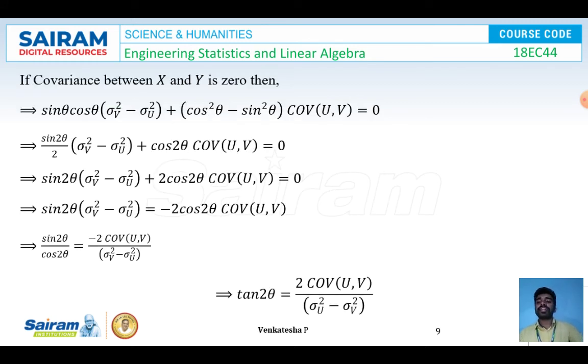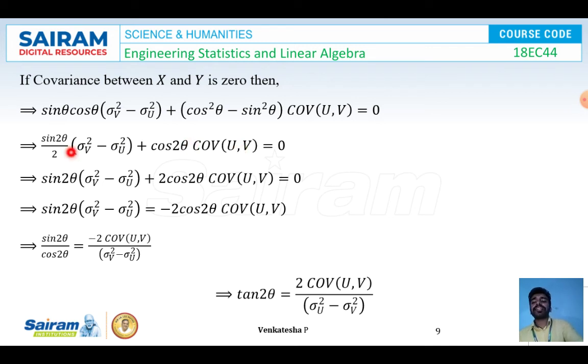So with this condition, I got the expression sin theta cos theta into (sigma v square minus sigma u square) plus (cos square theta minus sin square theta) into covariance of uv is equal to 0. So replacing sin theta cos theta as sin 2 theta by 2, and replacing cos square theta minus sin square theta as cos 2 theta, I got the expression sin 2 theta by 2 into (sigma v square minus sigma u square) plus cos 2 theta covariance of uv is equal to 0.